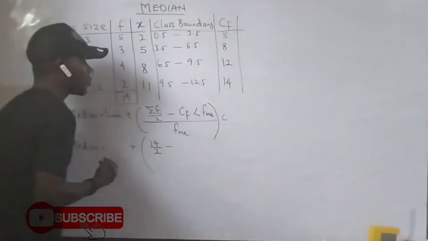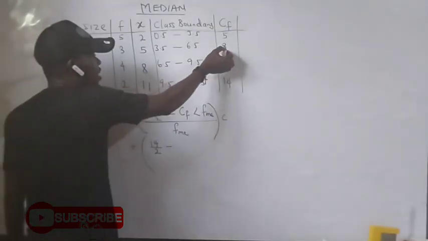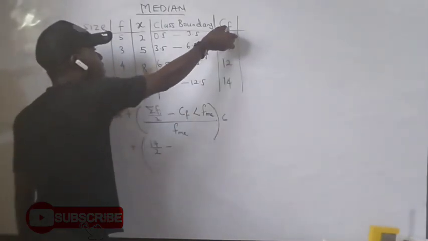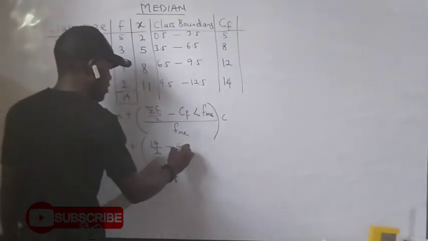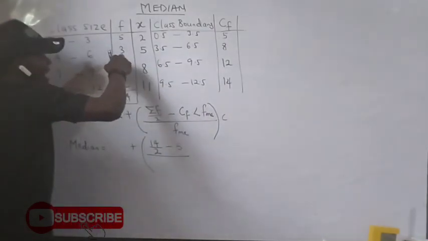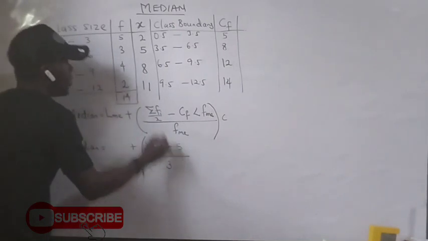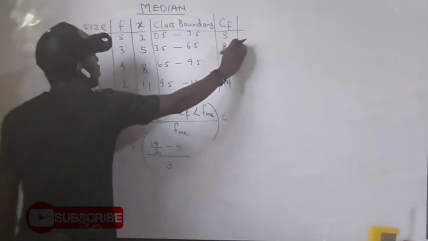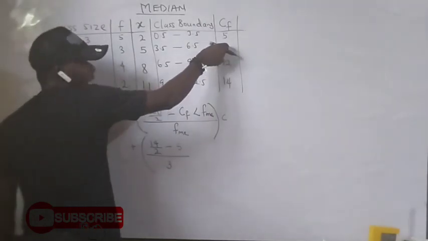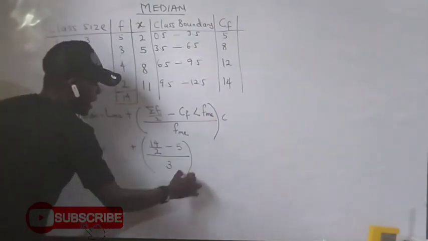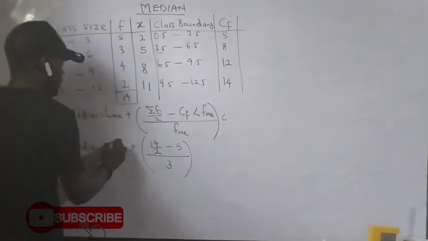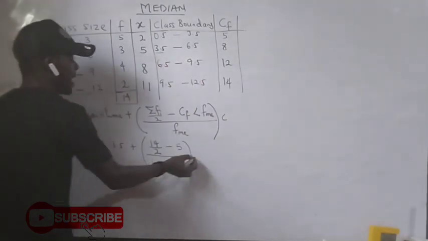For that purpose, the cumulative frequency less than the frequency of the median class is just 5, all over the frequency of the median class, which is 3. I just said that this row becomes our median class because our 7 falls right here. Then close the bracket. The lower class boundary of our median class is 3.5, so I write 3.5 here. That is my class size.